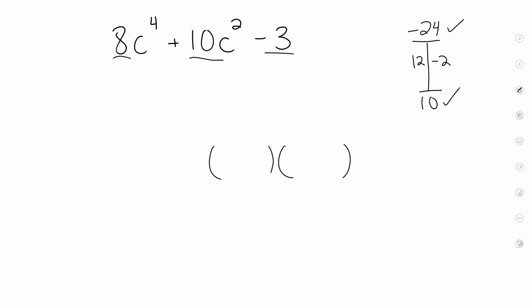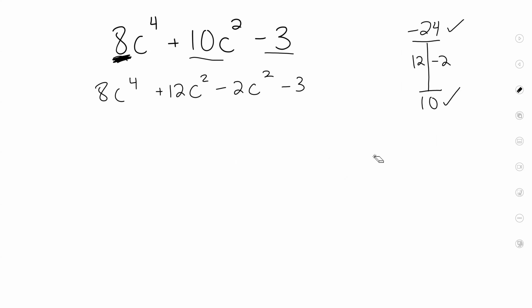Perfect. All right. You cannot go right into here. If you do this, this is wrong. Your leading coefficient is an 8. That means I have to do my 4 terms. So I'm going to do 8c squared plus 12c squared minus 2c squared minus 3. You have to set it up like this. Notice, guys, this is a c squared right here because 12 minus 2 is the 10, and it has to be a c squared. That's why these need to match, c squareds.